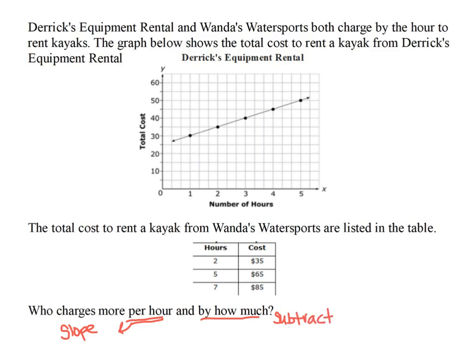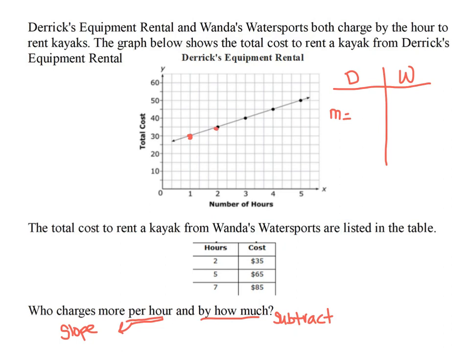Obviously on your paper, anytime you have it on the computer, the best thing to do is to create a T-chart. So we have Derek's and we have Wanda's. Derek's is easy. I need to find two clear points, which they actually give me. So I'm going to use this point.